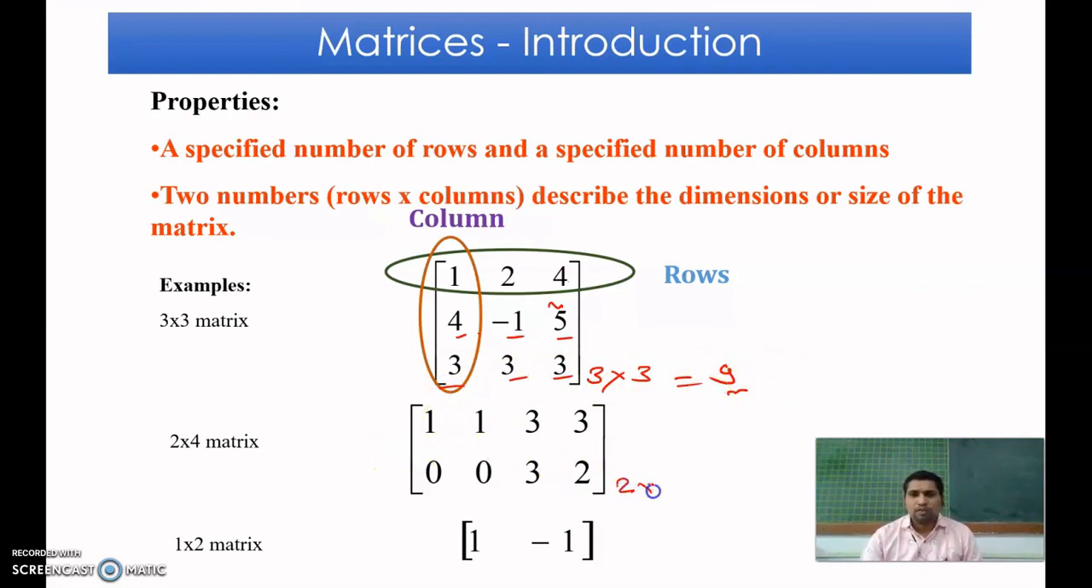This matrix is a 2 by 4, correct? That means it has 8 elements. When this matrix is 1 by 2, that means it has 2 elements. So the row and column numbers describe the dimension or size of the matrix.